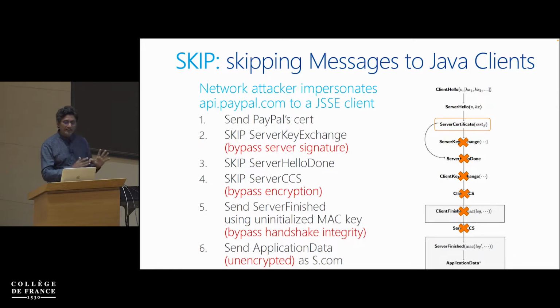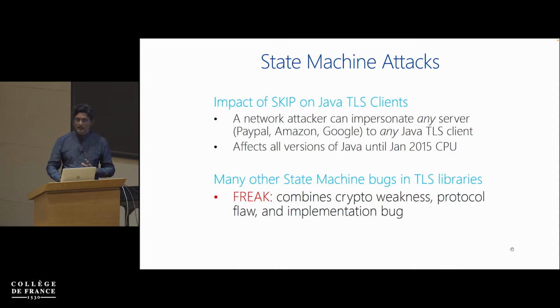So this is a particularly egregious bug which existed in TLS, in Java, which meant that for 10 years there was no point in doing TLS in Java if your point was to protect against network attackers. But this is not the only one. There's many other state machine attacks that have been discovered. A particularly interesting one, if you want to look at it, which I don't have time for today, is called Freak, because it combines a crypto weakness, a protocol flaw, and an implementation state machine bug. And you need all three of them to come together in a perfect storm. And this actually affected a huge percentage of the internet. About 25% of servers were affected by this attack called Freak.